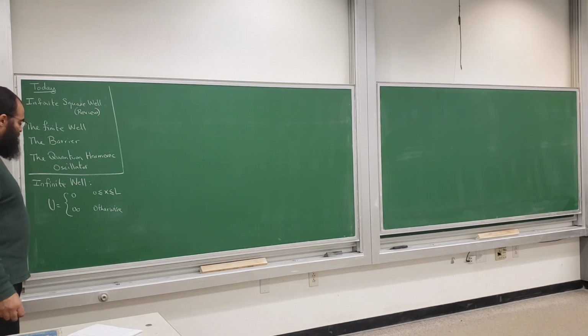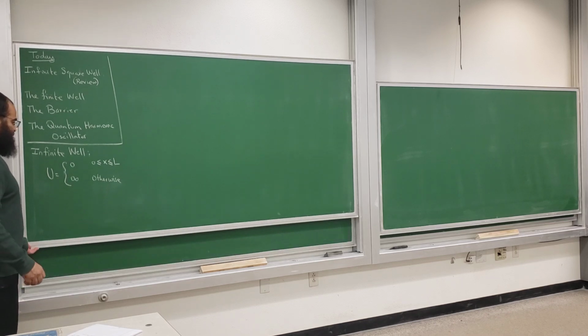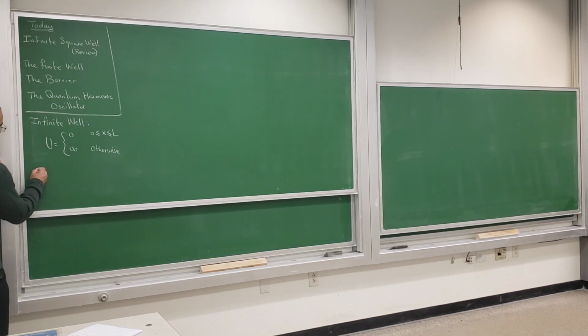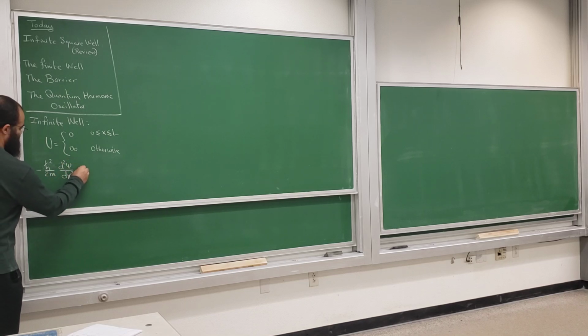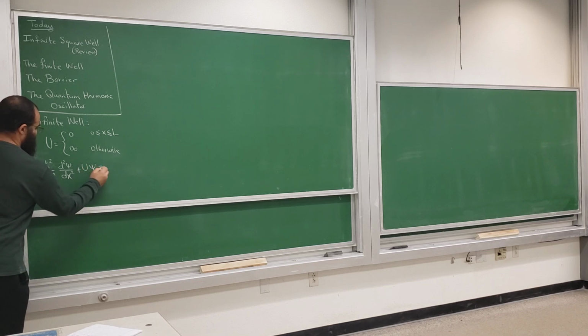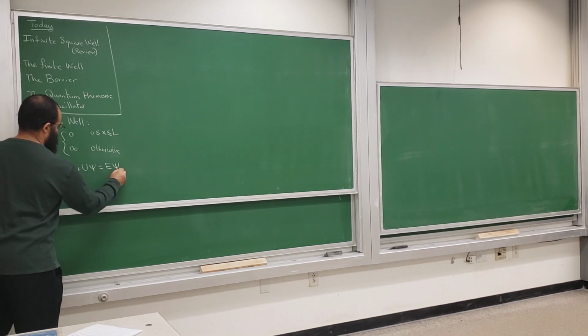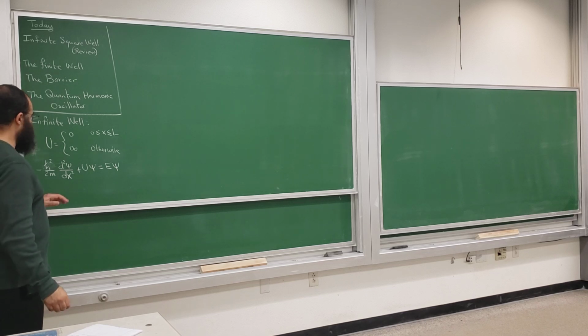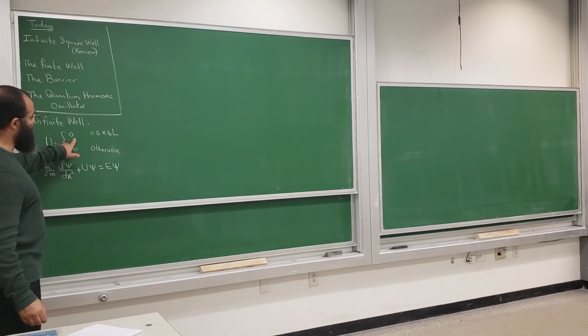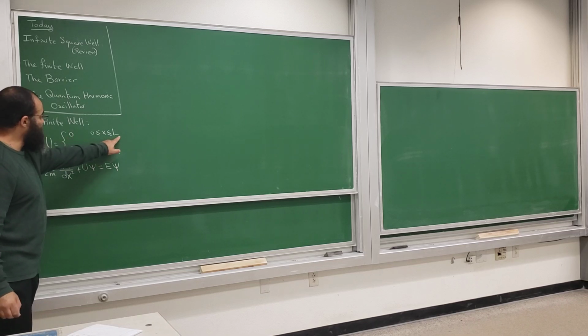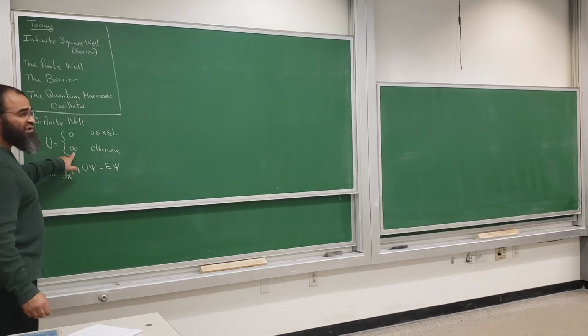Now, remember the Schrodinger equation. The time independent Schrodinger equation says minus h bar squared over 2m, second derivative of psi with respect to x, plus the potential times psi is equal to E times psi. Now, outside of the well, meaning when x is less than 0 or x is greater than L, the potential is infinite.